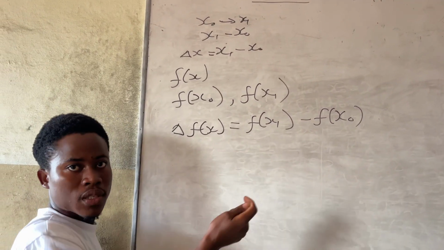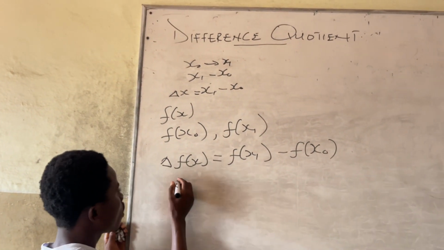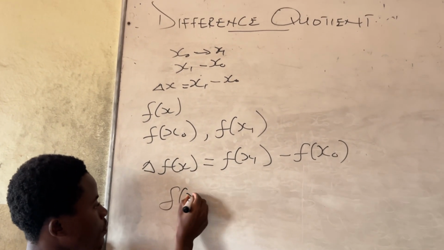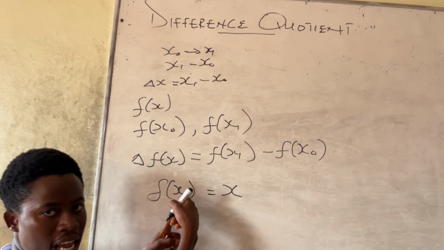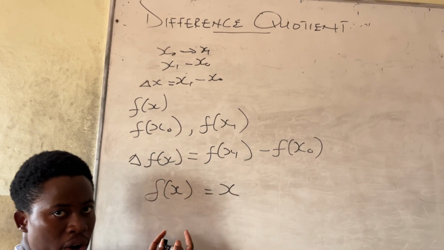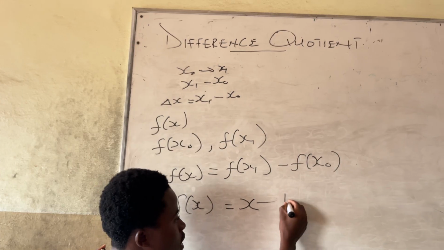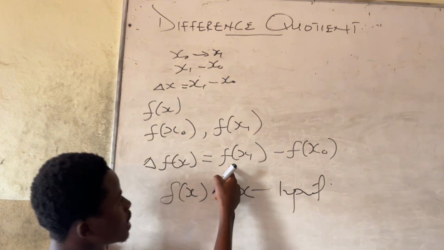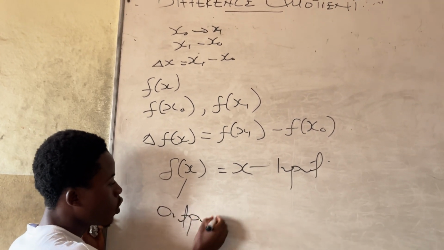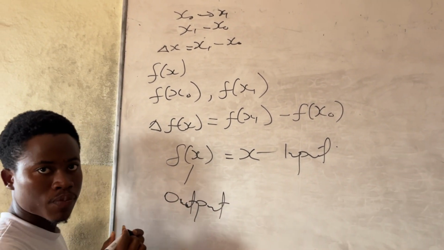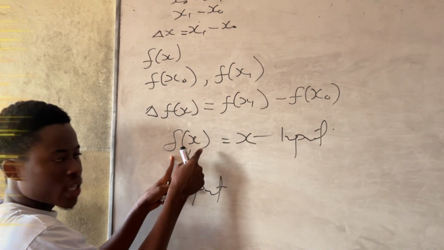All right. So this is how we find the difference of the output. So viewers, note that when you see f of x, it doesn't mean x. This f of x and x are two different things altogether. The x is the input, and by evaluating the input, you get the output. So note that this is the input, and this is the output.